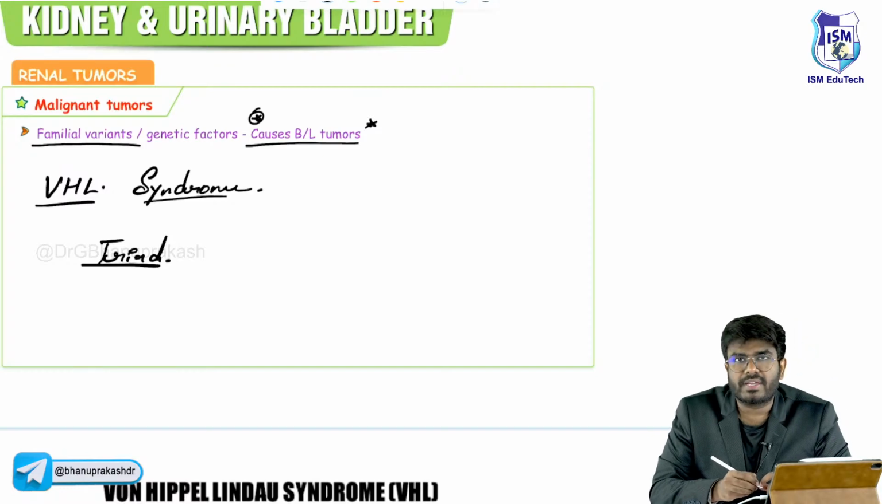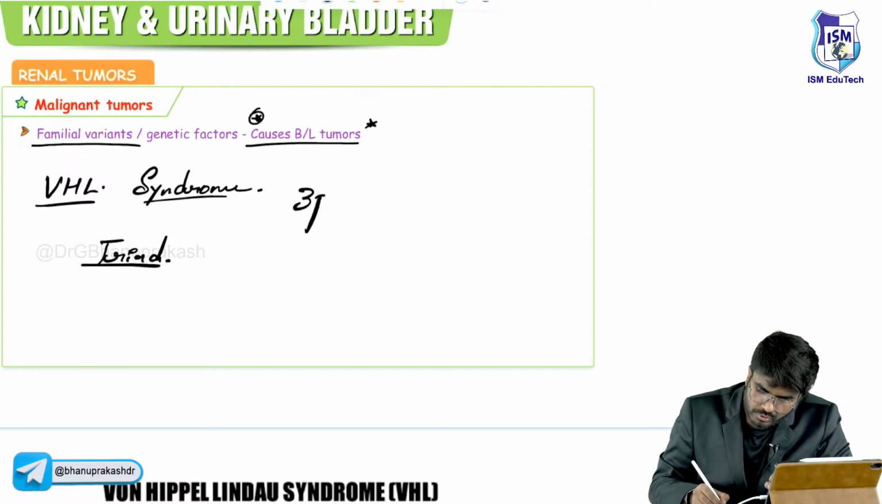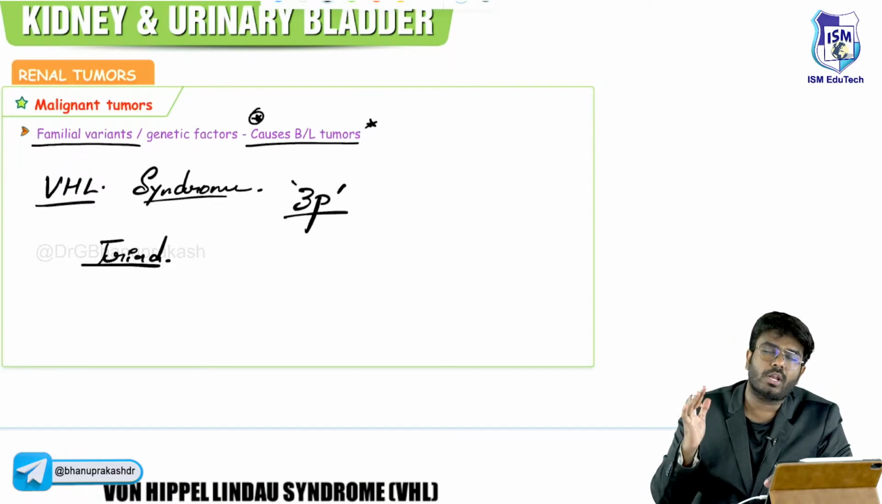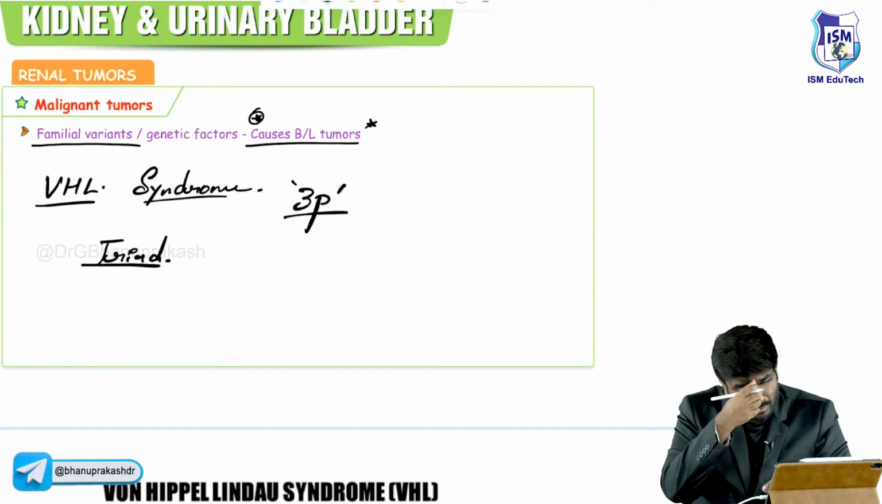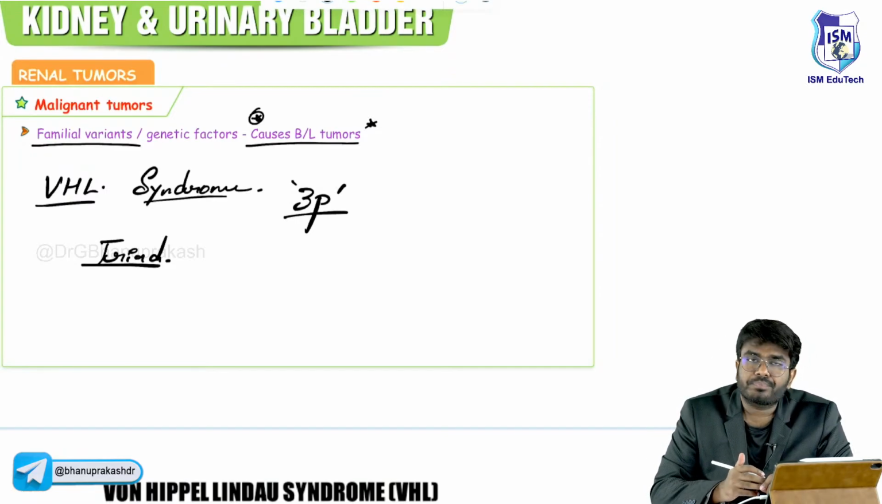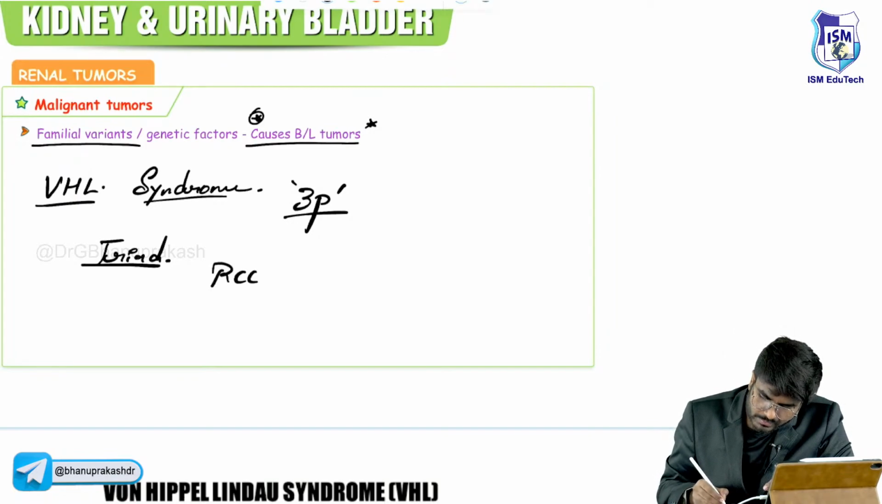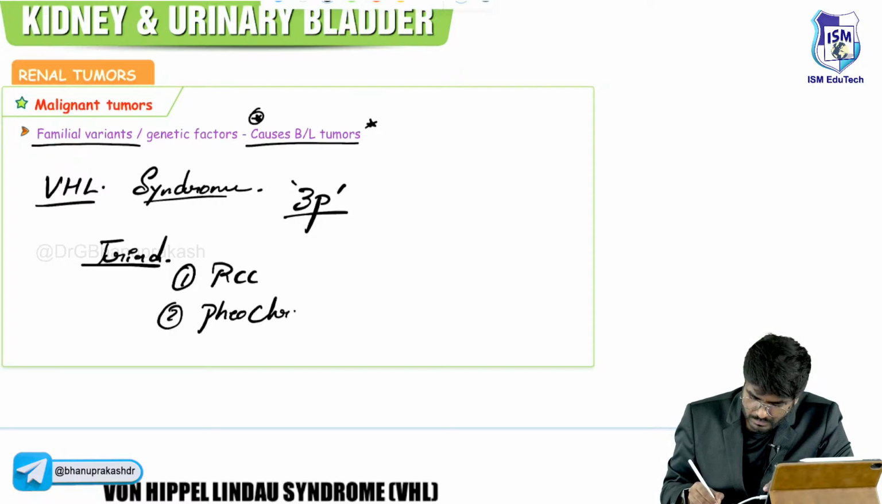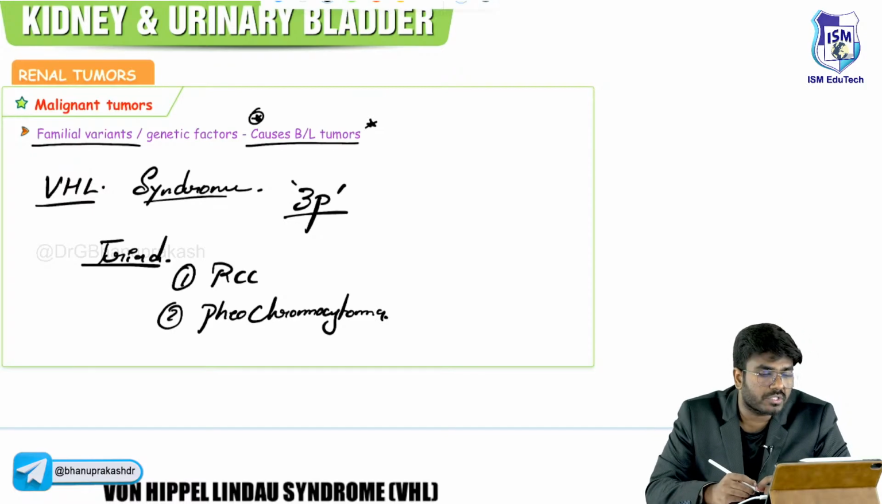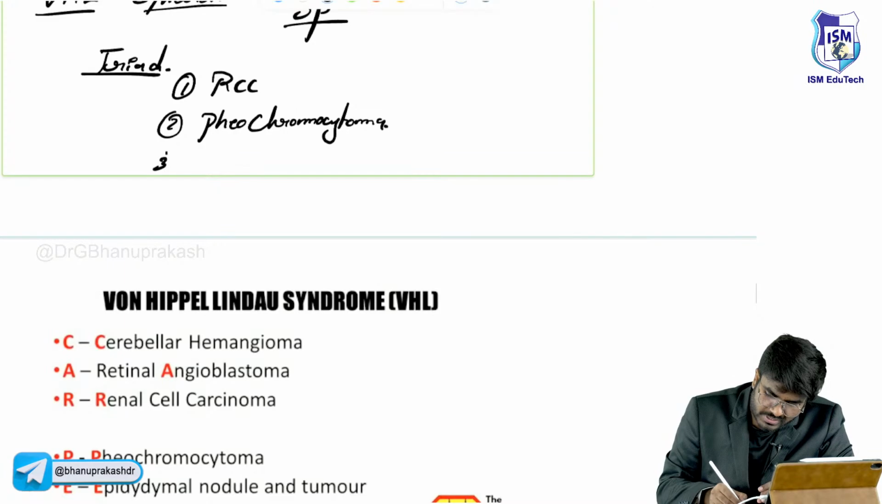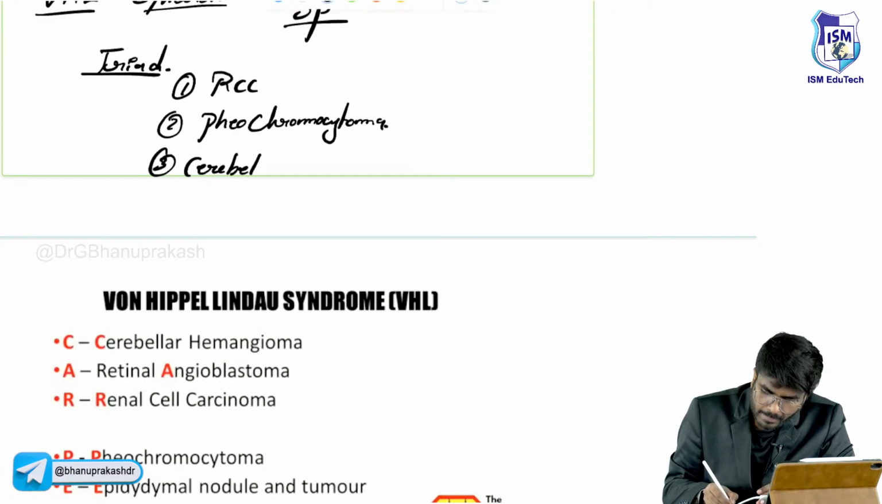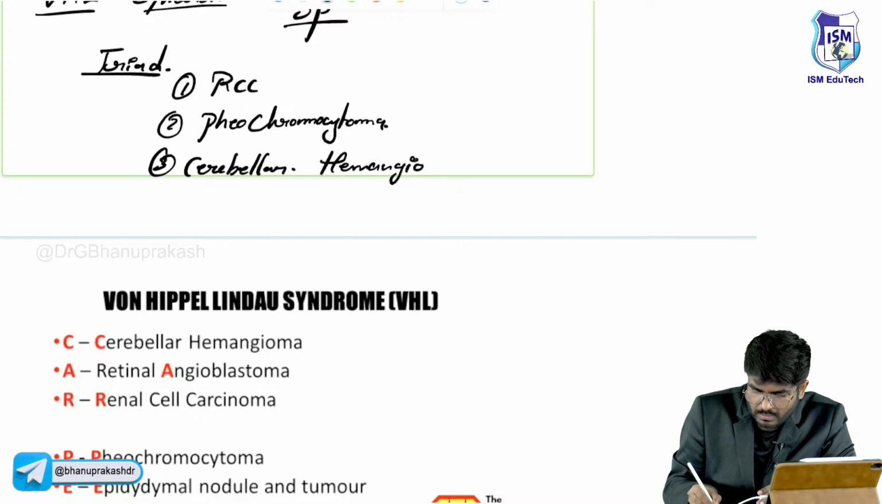Okay, 3 types of cancers mainly. Because of the deletion of chromosome number 3p, the chromosome number 3p is gone. Now, what is the triad of cancers that is going to be seen? It's renal cell carcinoma, one. Next one, pheochromocytoma. These patients can develop the pheochromocytoma, as well as hemangioblastoma, cerebellar hemangioblastoma.